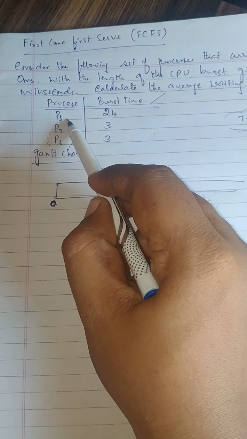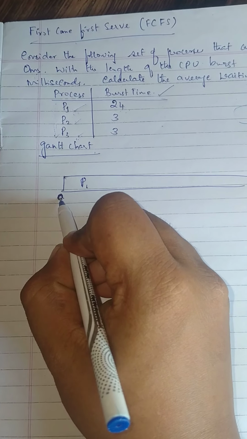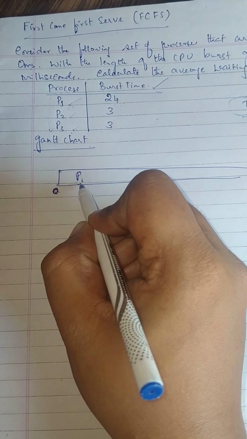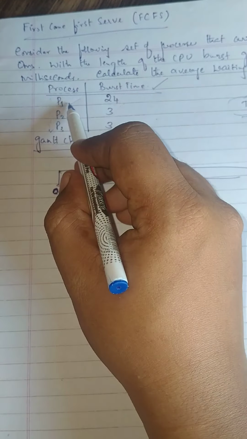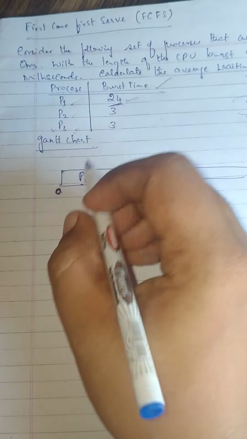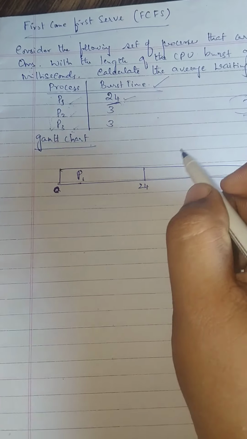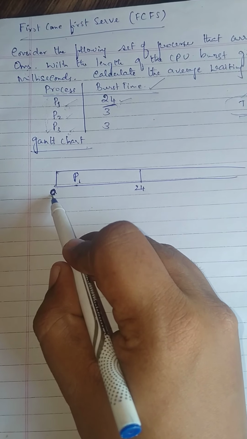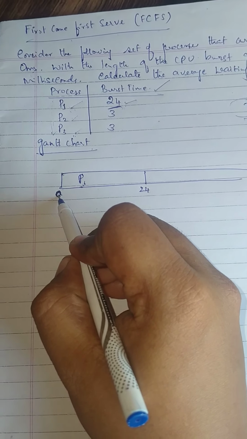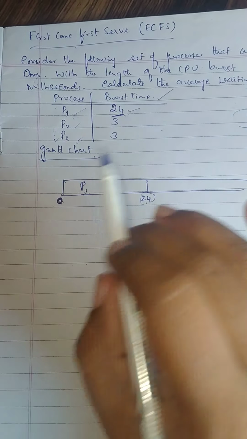According to this, P1 is first, so we will write P1 here. At 0 millisecond, P1 will be given the CPU. Whichever process is given the CPU will be written inside the Gantt chart. P1 takes how many milliseconds to complete? It takes 24 milliseconds. So from 0, you have to write up to 24. What is the meaning of this? CPU has been given to P1 at 0 millisecond till 24th millisecond. At 24 millisecond, P1 has completed.